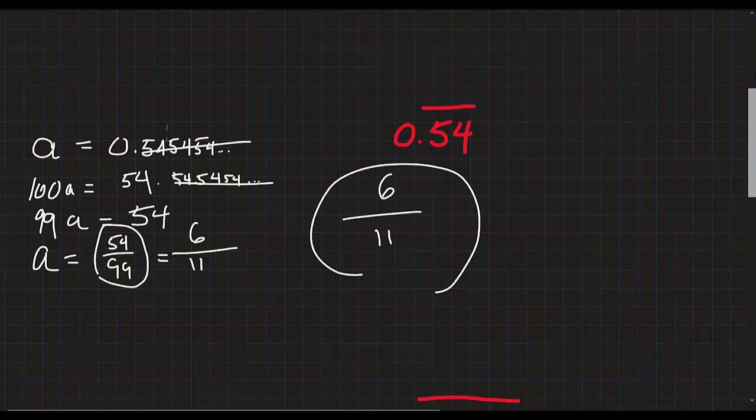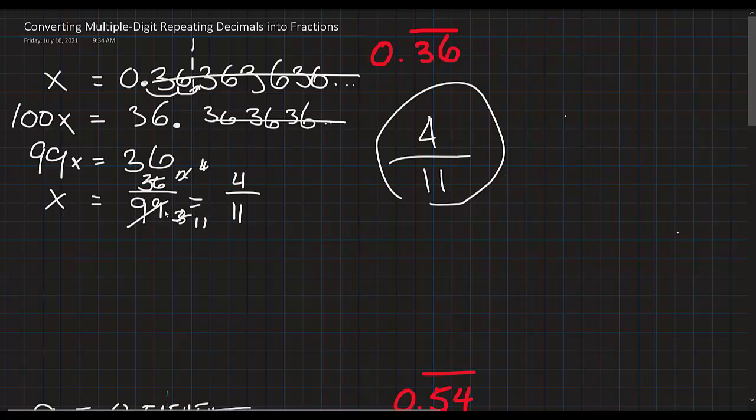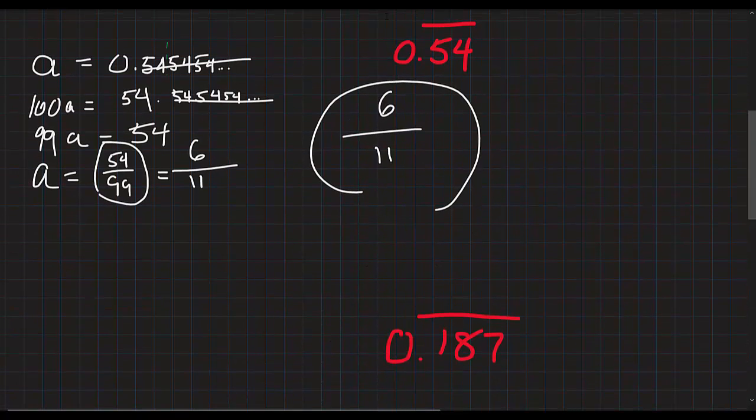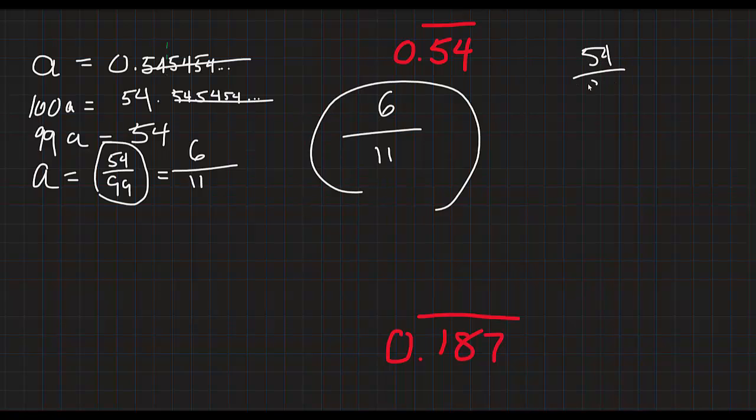Is there something special? Like over here, we had 36 over 99. And down here, we had 54 over 99. Doesn't it seem like the denominator is always 99, except that the top is just the repeating decimals? Seems like it. Let's keep going.